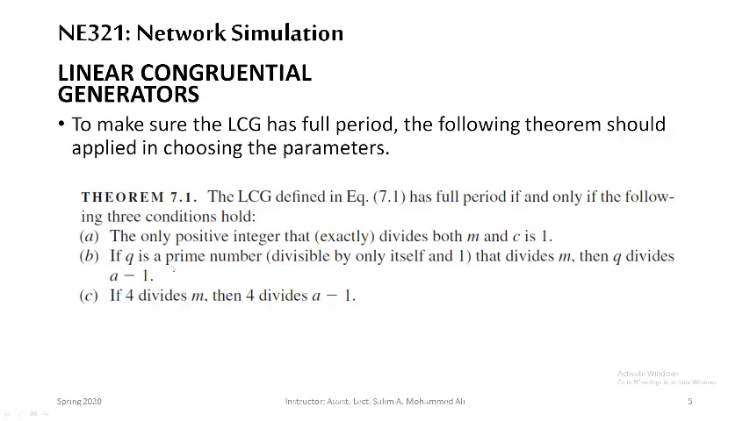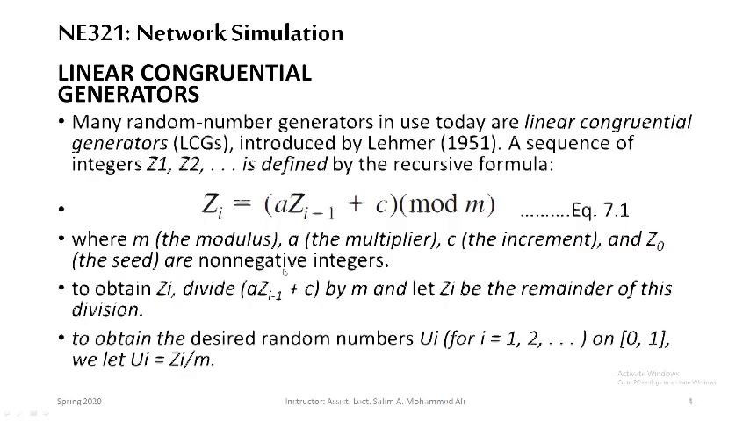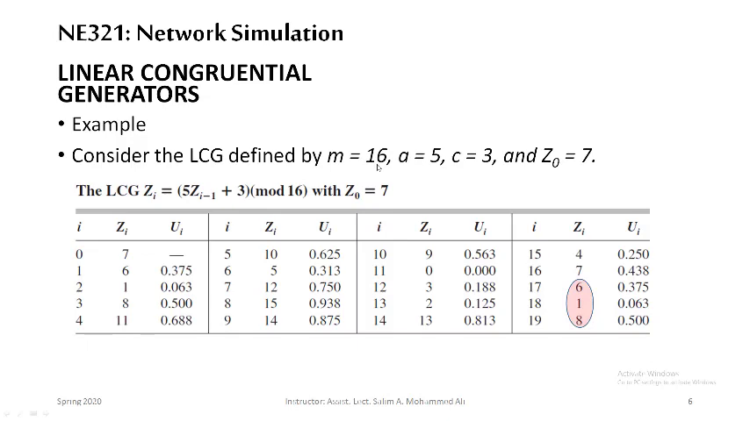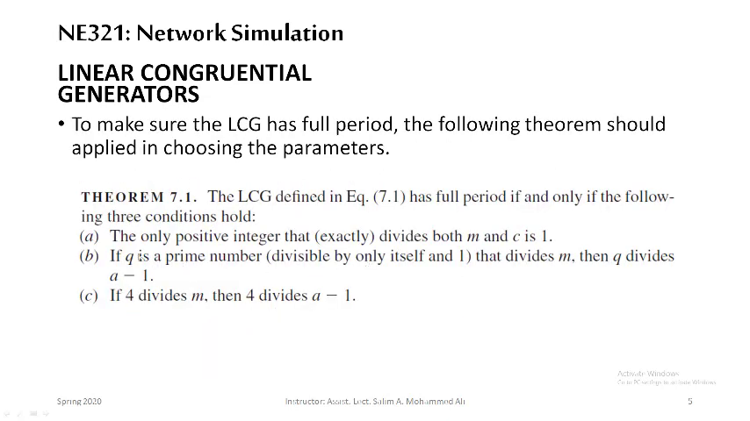The second condition is that if Q is a prime number, divisible by only itself and 1, that divides M, then Q divides A minus 1. For the first condition we said M and C, not A. C is 3, so 3 is not divisible by 16 by any means. So M and C is the first condition. For the second condition, we have A minus 1, which is 4. The prime number that divides 16 and 4 is 2. So the second condition is also valid. Q is the prime number 2, it divides M and also divides A minus 1.